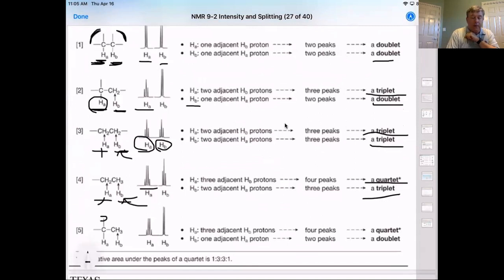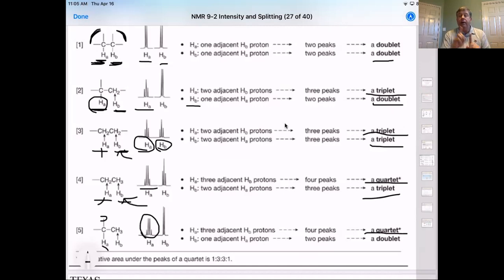Okay, so let's take this one more step right here, and let's take away a hydrogen here. So we only have 1 hydrogen on this A carbon here. Okay, so if we have that 1 hydrogen on the A carbon, we have 1 peak for that, and we have 3 hydrogens on the adjacent carbon, so we get a total of 4 peaks, giving us our quartet right here.